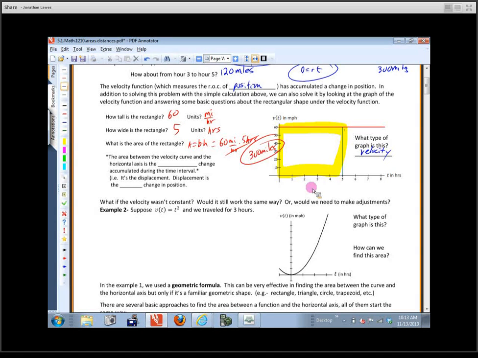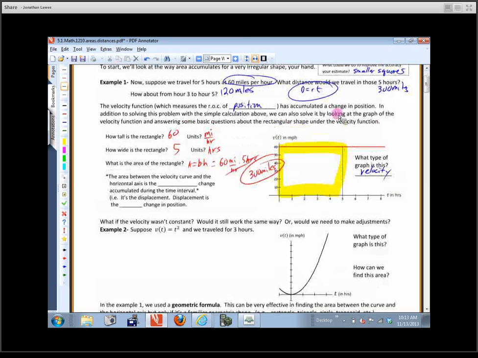The exact same answer as if I just took distance equals rate times time. That distance can be produced by taking the height of this rectangle and multiplying it by the width of the rectangle. 60 miles per hour tall, 5 hours wide. Multiply those together, the units cancel, so I end up with 300 miles. Does that make sense? It's a little different, but it comes up with the same answer. And geometrically that makes sense, right?